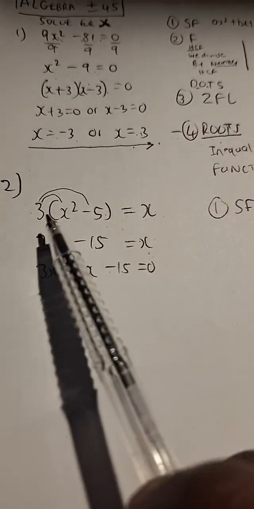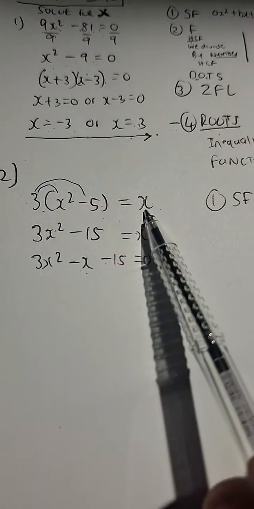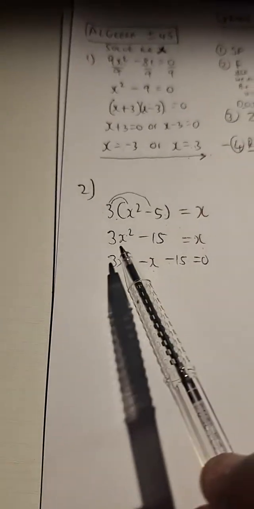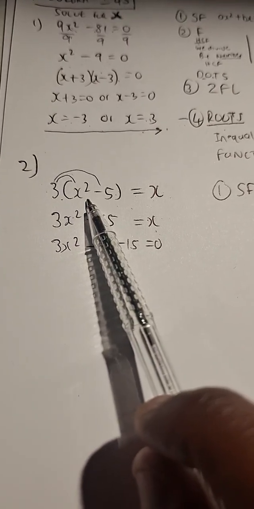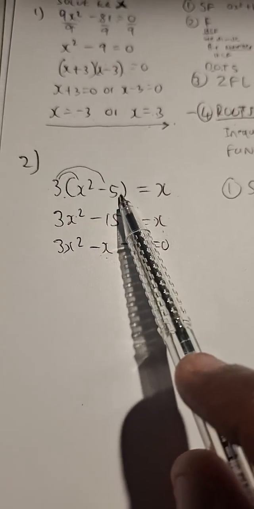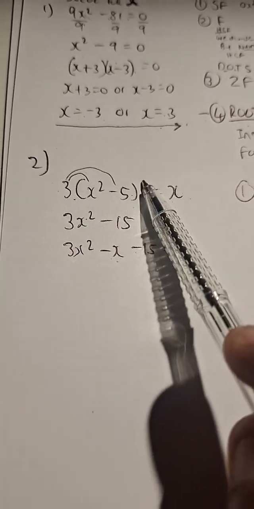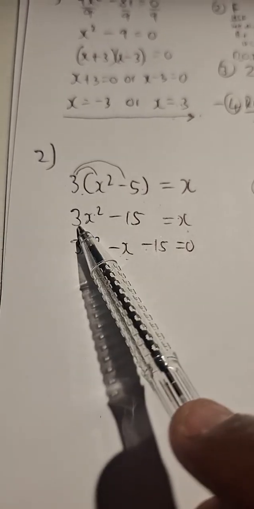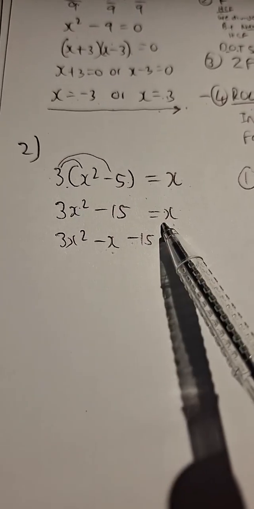So in this situation, we have a 3, we have x squared minus 5, we have x. We can't apply the zero factor law. So what does that mean? We must first get the equation in what? In standard form. So this is our machine as we take the 3 distributed to the x squared, take the 3 distributed to the minus 5 using multiplication because brackets mean multiplication. So 3 times x squared is 3x squared, 3 times minus 5 is negative 15 equal to x.